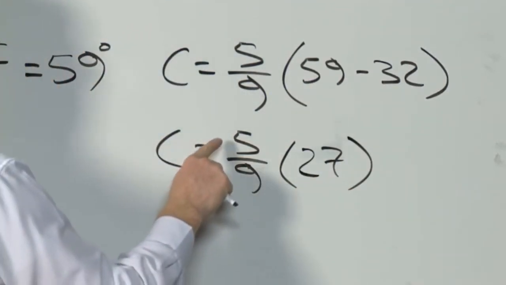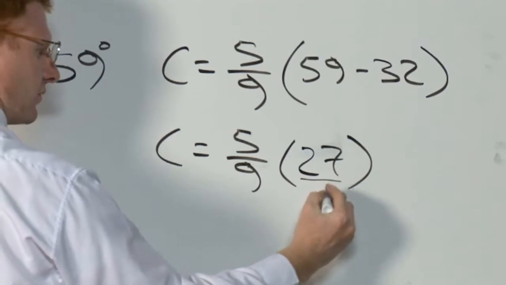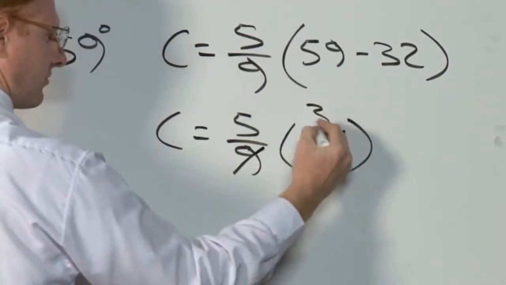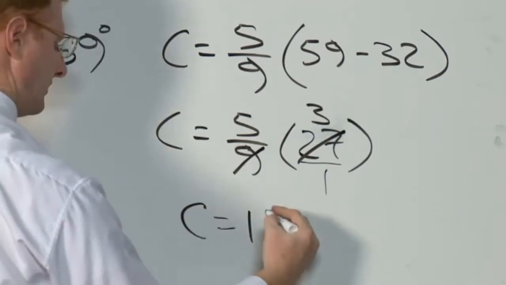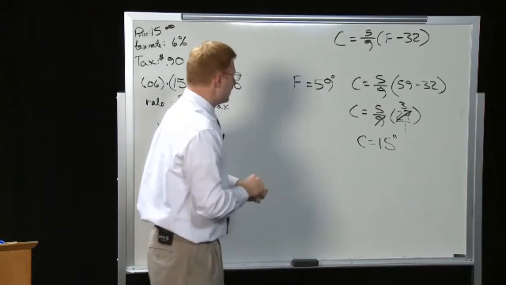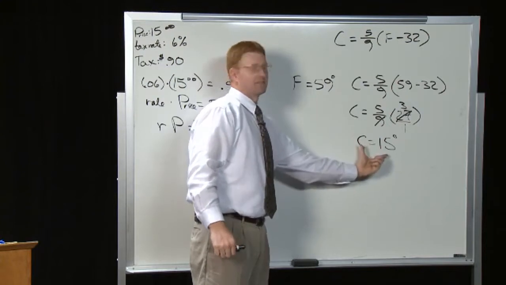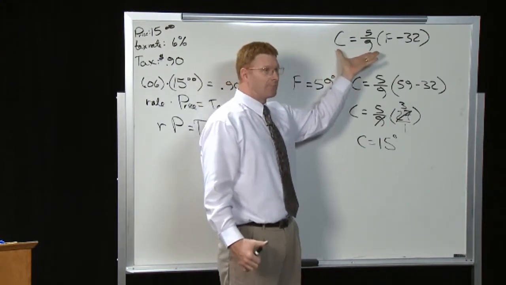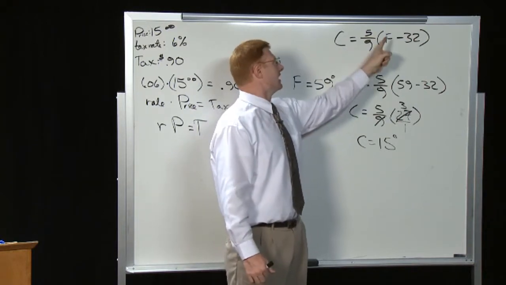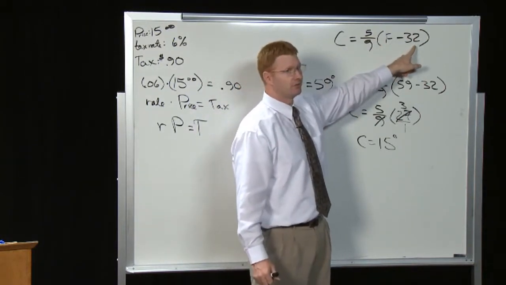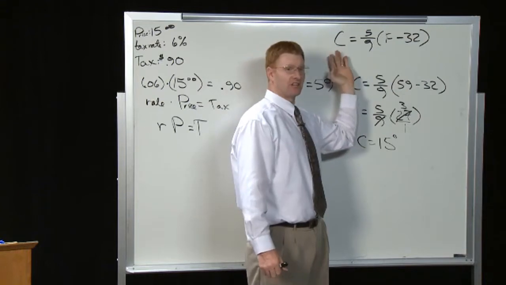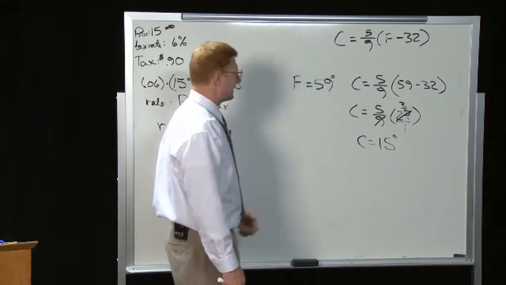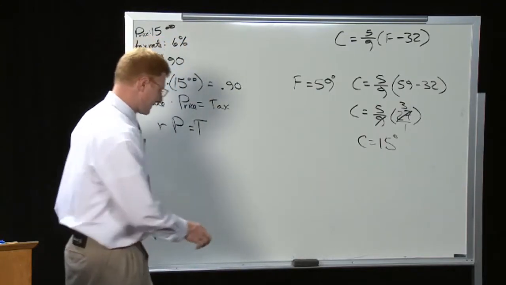So we're going to take 5/9 times 27. This is over 1. 9 and 27 leaves a 3. 5 times 3, 15 degrees. Fahrenheit 59 is the same thing as 15 degrees Celsius. And it came because when somebody had established a pattern, they wrote it back down and said, if you always take the Fahrenheit minus 32, times it by 5/9, that will give you the Celsius. That pattern is the formula that allows you to do math very quickly.